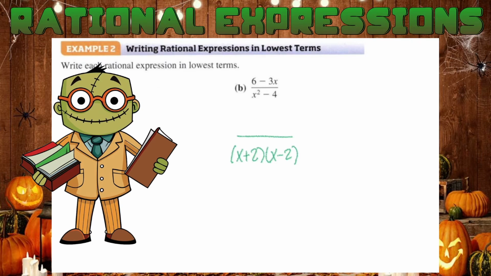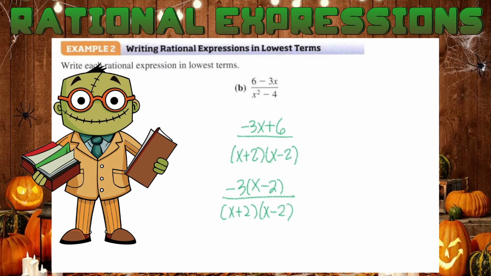So I'm going to start off by reversing this just to make it easier for some people to see. Some of you will do these steps in your head. So negative 3x plus 6, and instead of factoring out a 3, I'm going to factor out negative 3. That leaves me with that x minus 2. And I have the x plus 2 and x minus 2 both in my denominator.